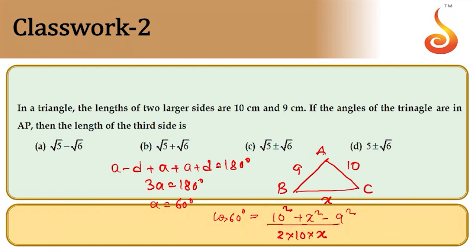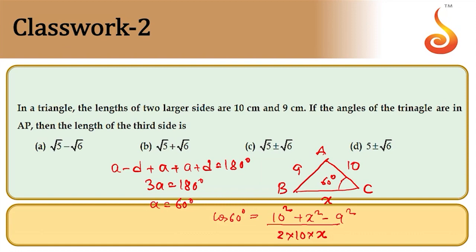So the angle opposite to 9 will be 60. How can you easily identify that? This is 60 because 60 is the middle angle, and therefore 9 will be opposite the smaller angle. Applying that, we get our required result.